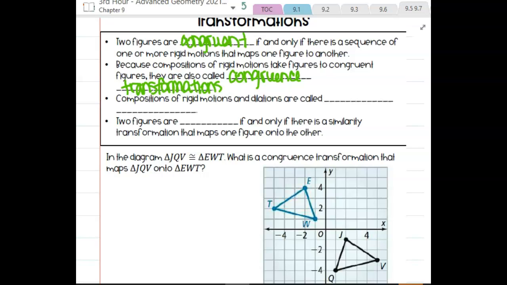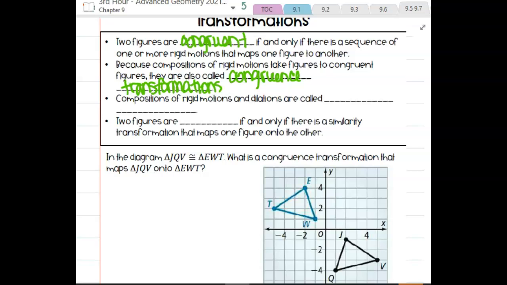Yes, because you're just taking an image from here. Reflections, because you're just flipping it, right? Rotations, yeah. Dilations, no. Because dilations either make a figure bigger or smaller.